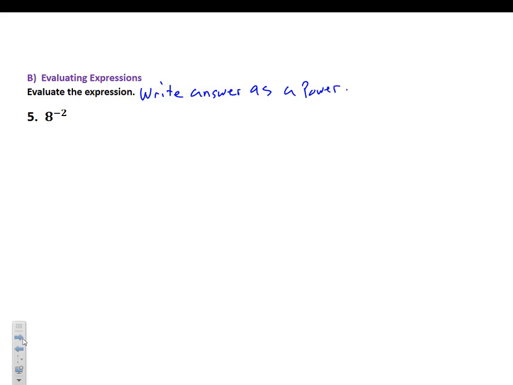If they didn't ask that, then you'd actually have to do the math with this one. 8 to the negative 2 would equal 1 over 8 squared. Take a reciprocal and make it positive. Of course, if they didn't say write the answer as a power, this would be 1 over 64, right?